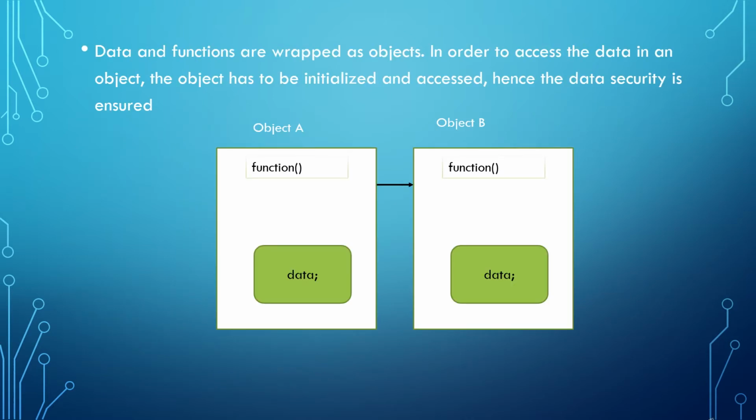In C++, data and functions are wrapped together as objects. So one object cannot access the data directly, but through the functions they can access the data of another object. So this is how the data security is ensured in C++.